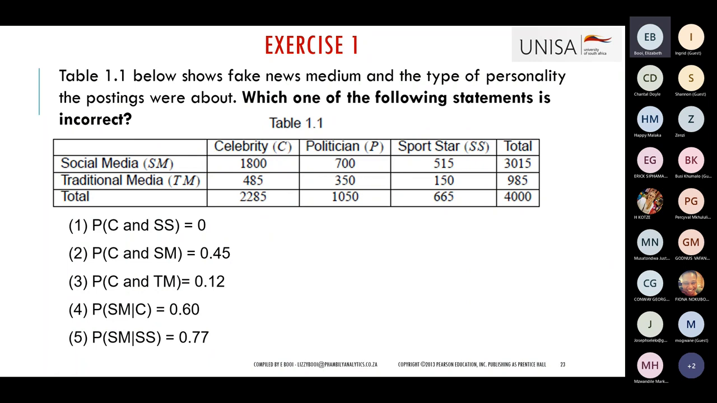Exercise 1. Table 1 below shows fake news media and the type of personality the postings were about. Which one of the following statements is incorrect? So they give us table 1.1, which has social media and traditional media and celebrity, politician and superstar. And joint event, celebrity and social media, there are 1,800. Simple event, celebrity, there are 2,285.